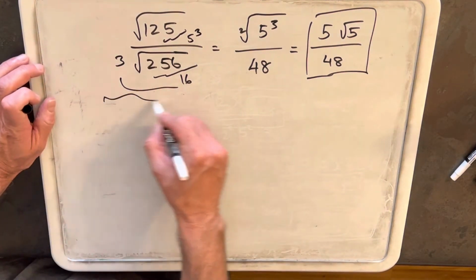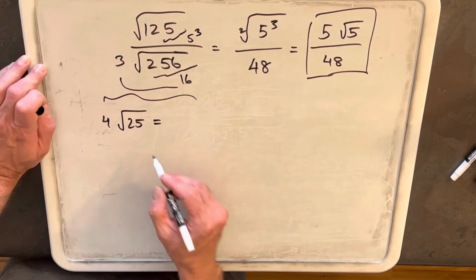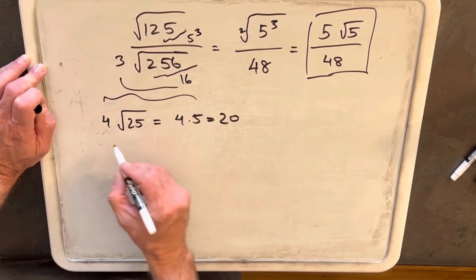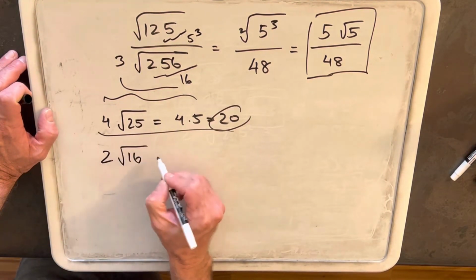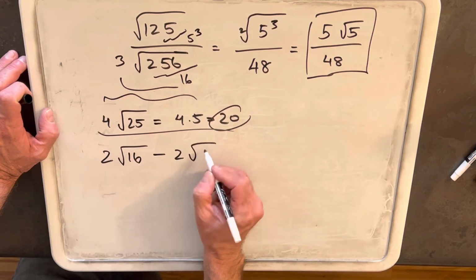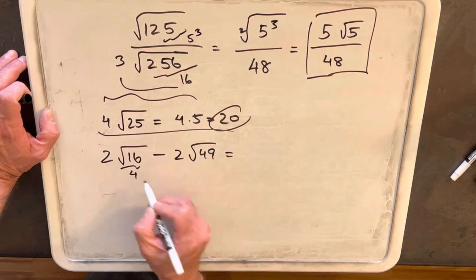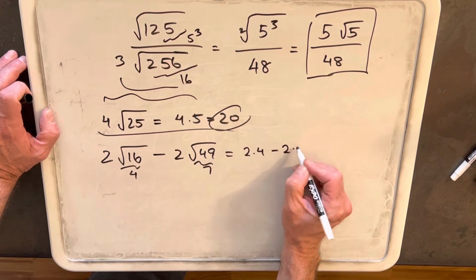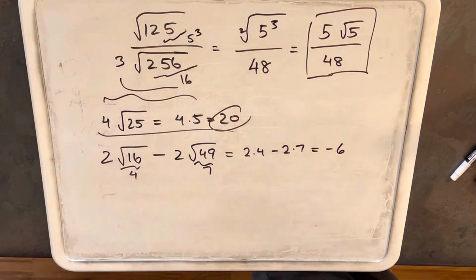This is a quick one. 4 times the square root of 25. Okay, that's easy. The square root of 25 is 5. 4 times 5 is just 20. Okay, we got 2 times the square root of 16 minus 2 times the square root of 49. That's pretty straightforward because this is a 4, this is a 7, so we end up with 2 times 4 minus 2 times 7. It's going to be minus 6. Yep.